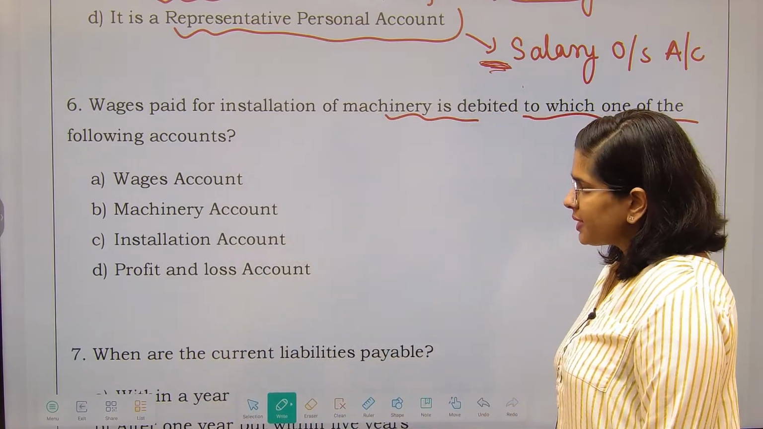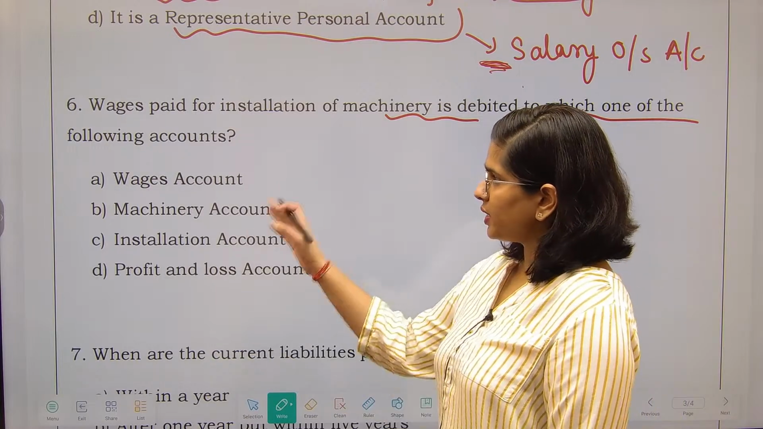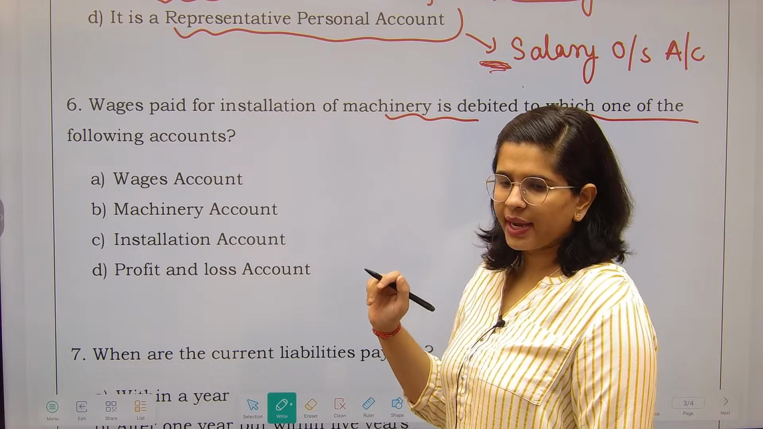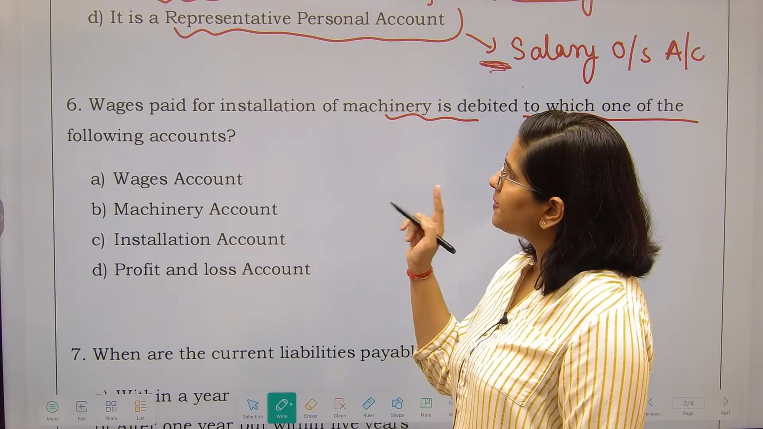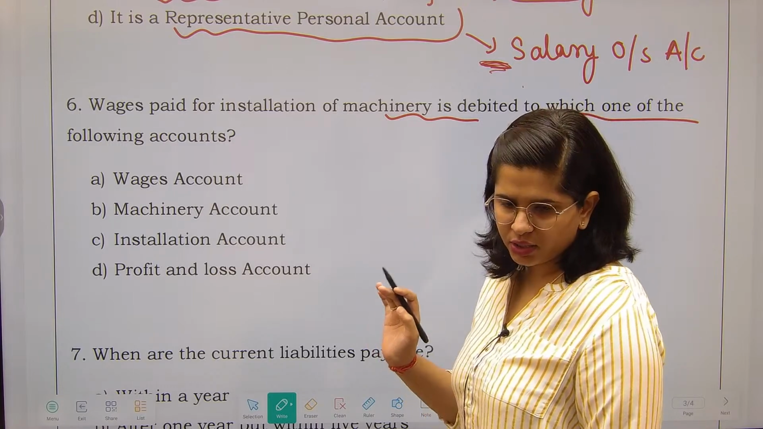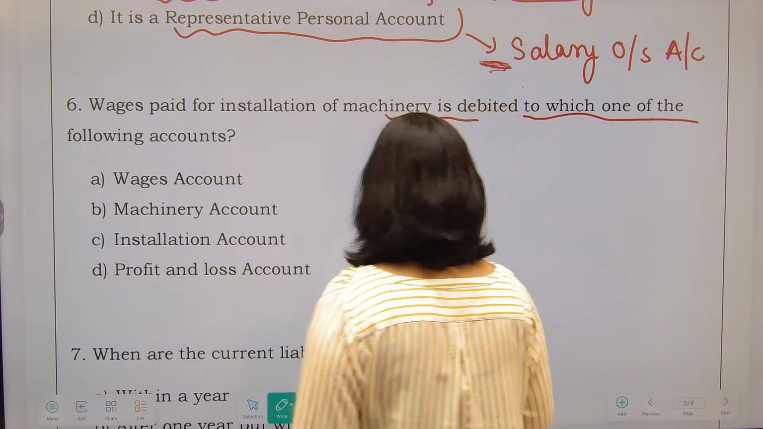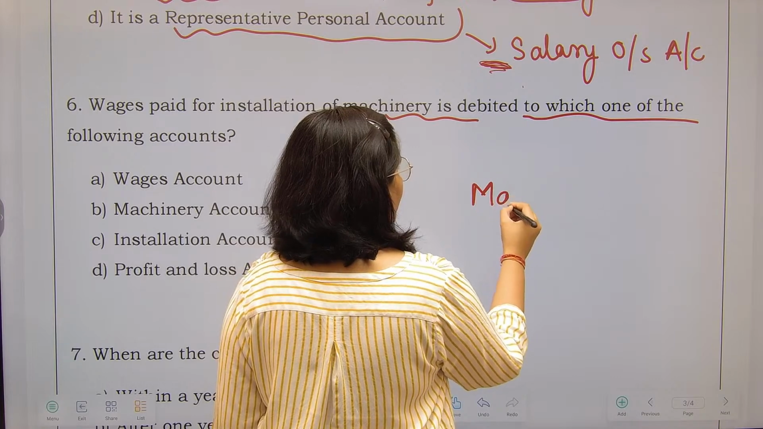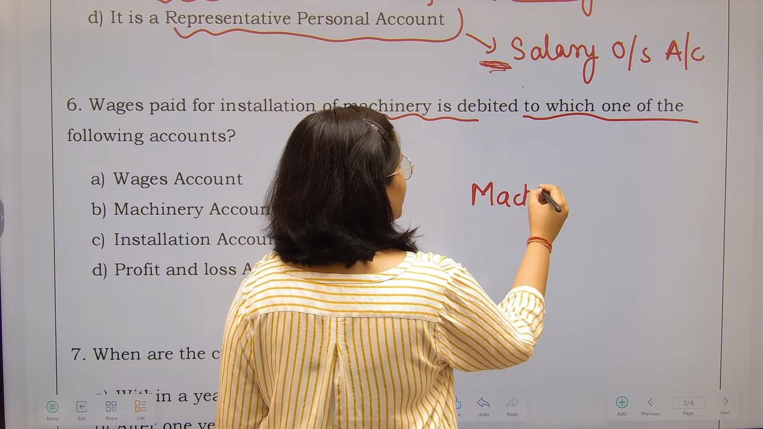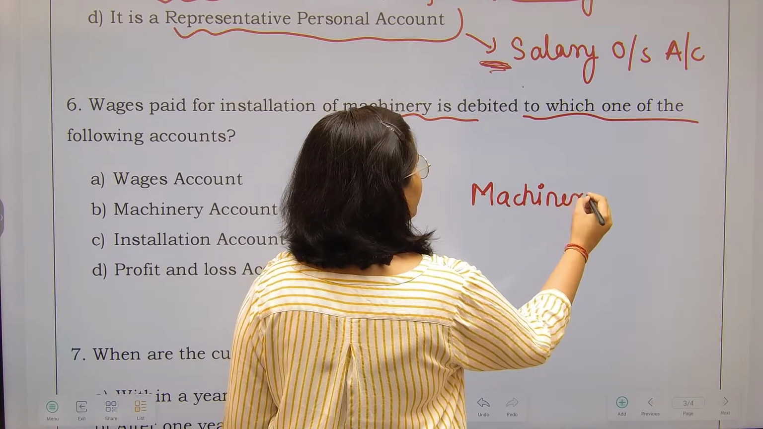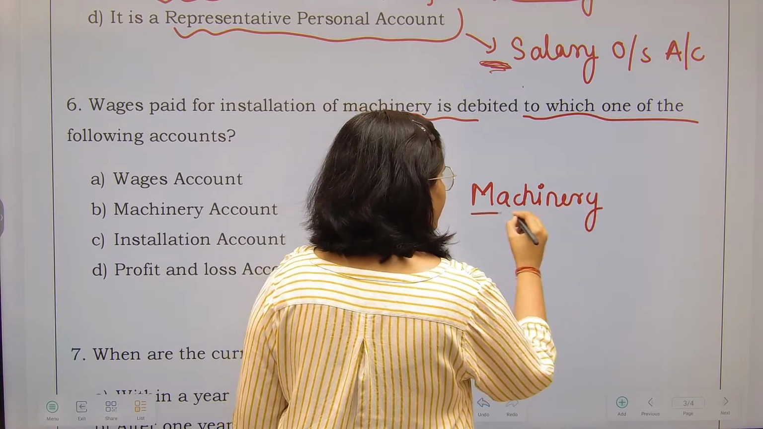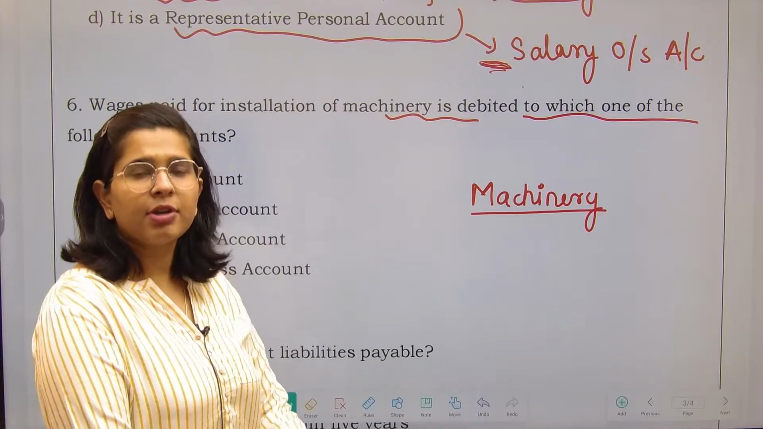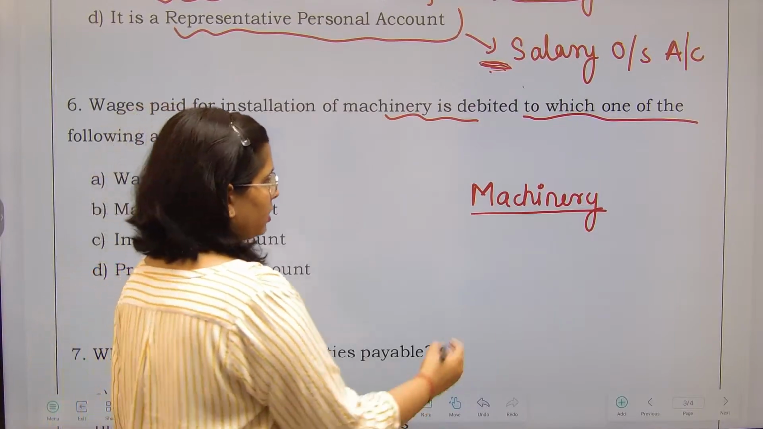So the four options provided to you are wages, machinery, installation account and P&L account. The question asks about wages paid for installation of machinery. I'll tell you a concept here. Whenever you are bringing a new machinery, or building a new machinery, you have to determine on which day the machinery is put to use.